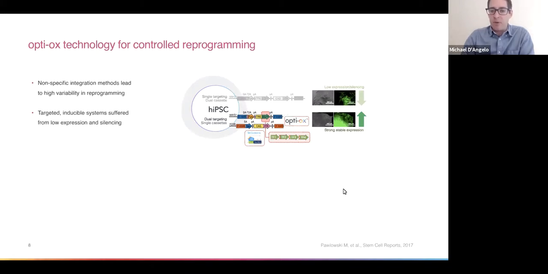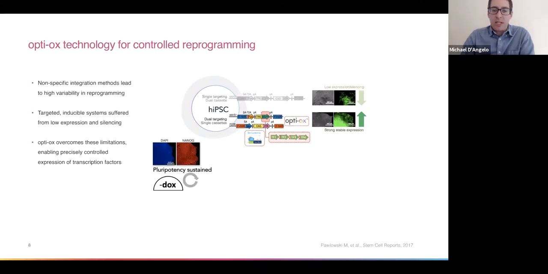And so in a seminal paper from our founder, Dr. Mark Kotter's academic lab, what they did was a simple trick. What they did was to split the two components of the doxycycline inducible system. So we have a constitutive expression of the RTTA transactivator protein from one genome safe harbor site. And then at a second genome safe harbor site, we now have the tetracycline response element, inducible promoter driving expression of the transgene of interest. And now what you see is strong, stable expression. Every cell in this iPS colony is now expressing GFP. And so opti-ox is able to overcome these limitations of silencing.